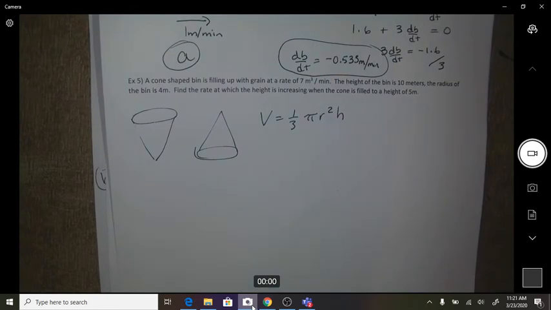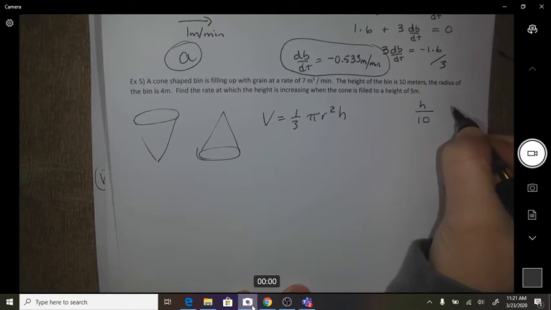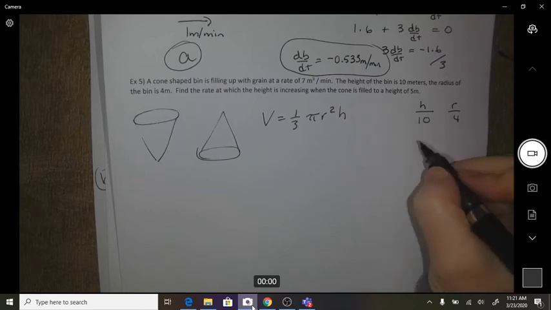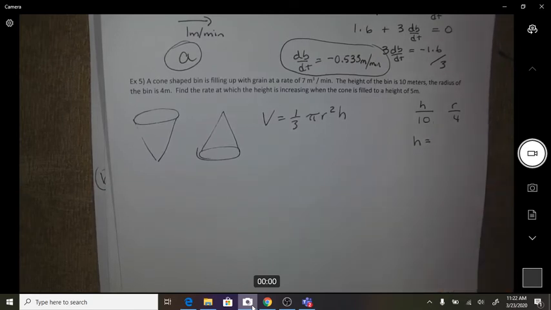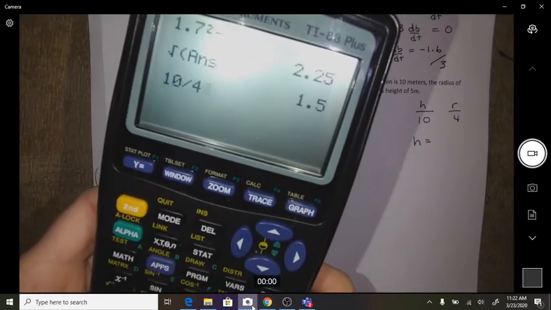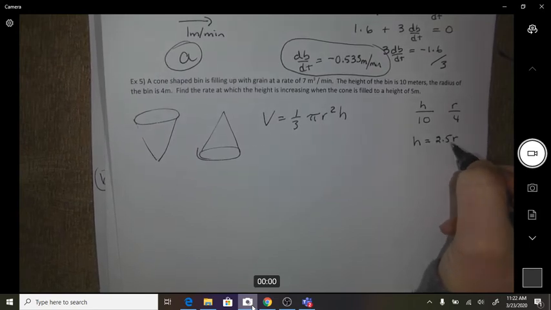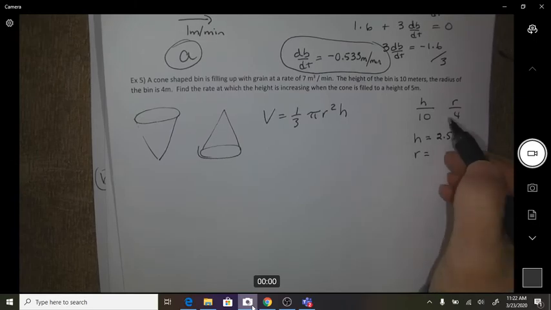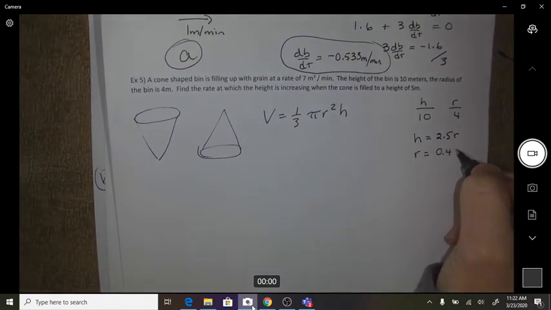So that's the volume of a cone. Let's talk about the height is 10, the radius is 4. Okay, so let's talk about a relationship here. The height, so 10 is what compared to 4? So 10 divided by 4. So the height is 2.5 times as big as the radius. And the radius is, so just take this divided by that, so 4 divided by 10. So it's 0.4 as big as the height.